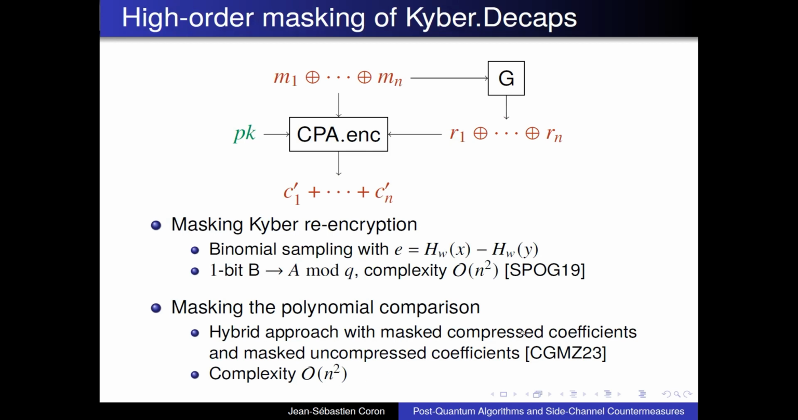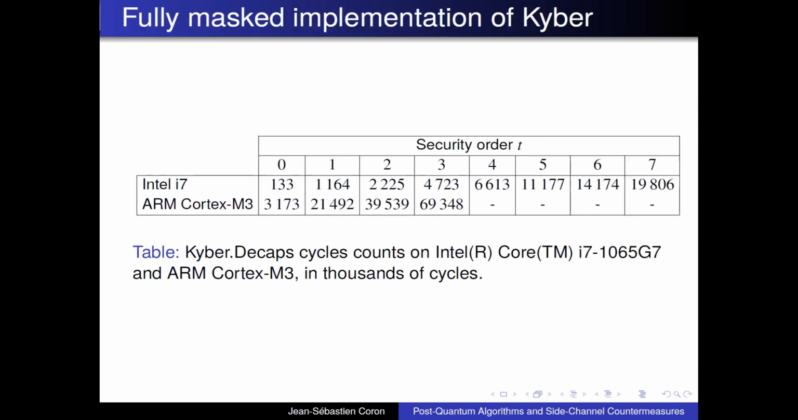And in this paper we describe a hybrid approach in which for some coefficients we use compressed coefficients, and for some other coefficients we perform the comparison with uncompressed coefficients, and the complexity is still n squared. So that's for the masking of Kyber. And so eventually we obtain these kinds of timings, in which we see that we have a huge penalty, because to get, for example, second order security, we get a penalty factor of roughly 20 compared to an unmasked implementation.